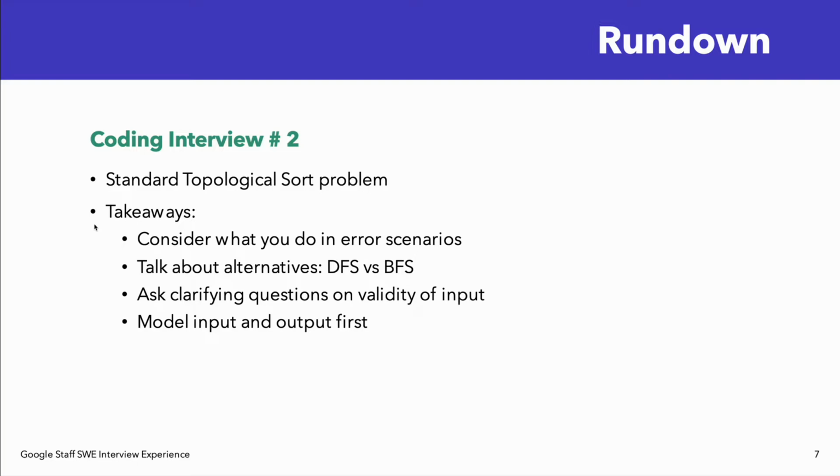Talk about alternative implementations, and then definitely ask clarifying questions on the validity of the input. This problem has a lot of opportunity for cycles and invalid input, and semantically incorrect input, like depending on tasks that don't exist and things like that. So just ask clarifying questions on what's possible, what's not, and surely you can implement it.